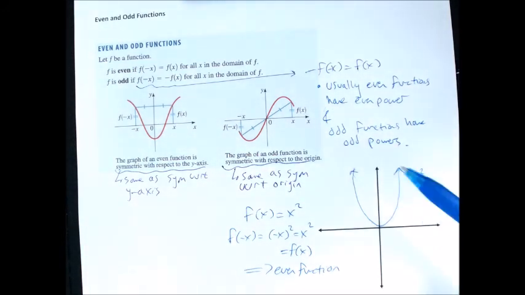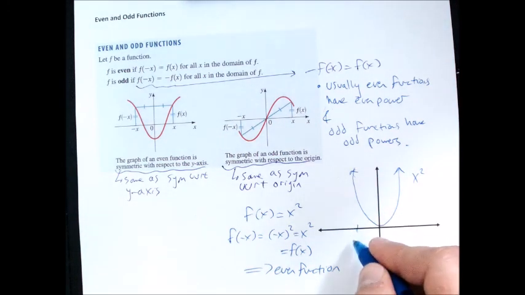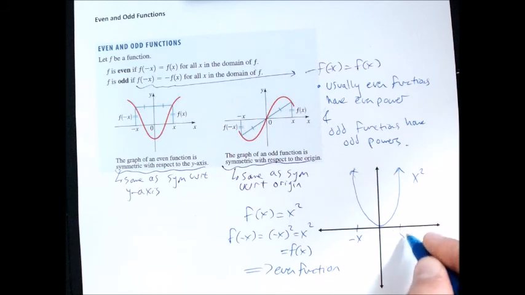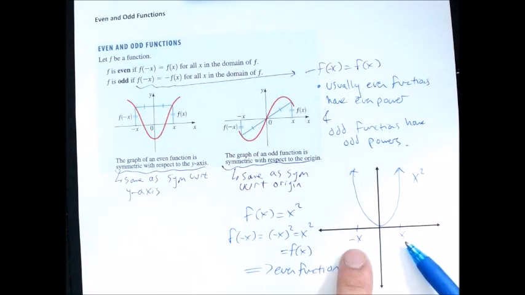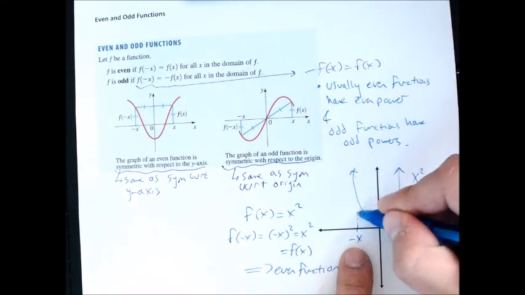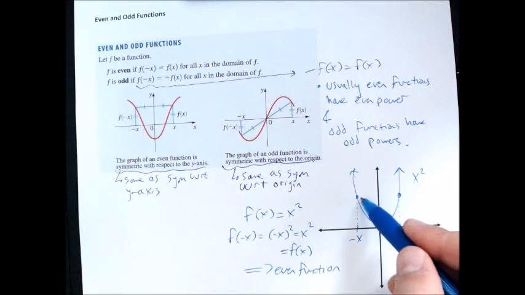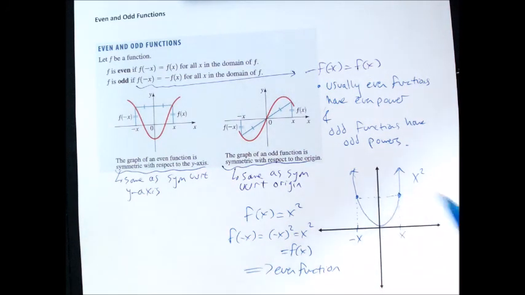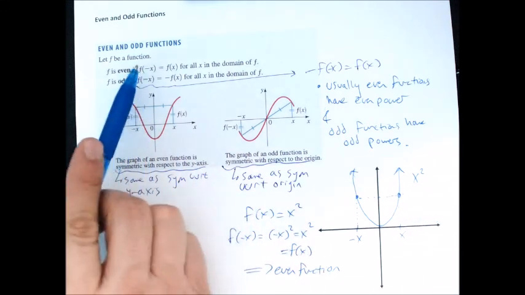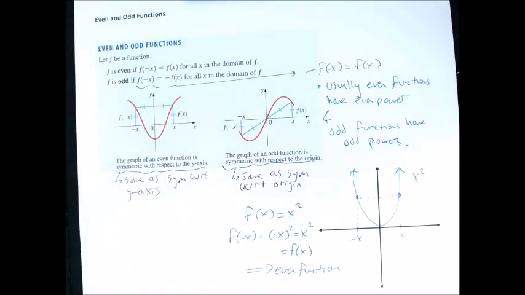And again, visually we can see it because it's symmetric with respect to the y-axis, but look at this. It doesn't matter whether we plug in an x or a negative x. Both of those two values have the same output. That's what that formula is telling us. Both of those end up being the exact same height, showing us that you get the same output. Questions about that?